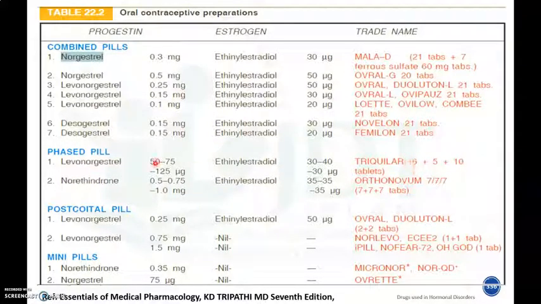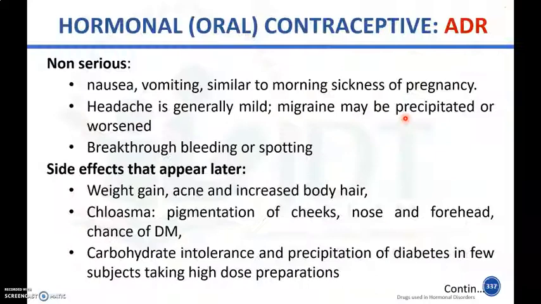In the case of phased pills, we can use levonorgestrel and ethinyl estradiol in three phases. In the first phase we use 50 and 30, in the second phase 75 and 40, and in the third phase of 10 days we use 125 and 30. So that is the phased pill. In the case of postcoital pills, we have Ovral and i-pill, and mini pills like Ovrette and Micronor. These are some brand or trade names of marketed oral contraceptive preparations.